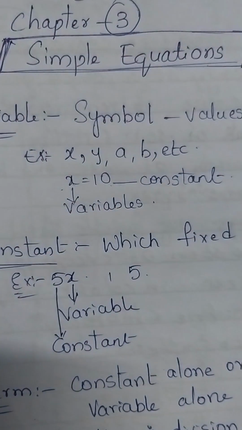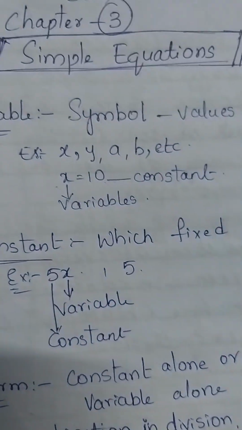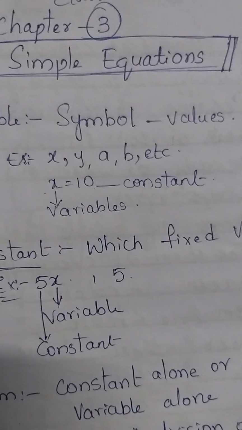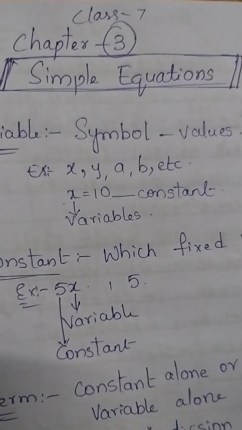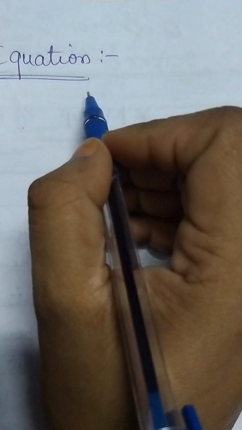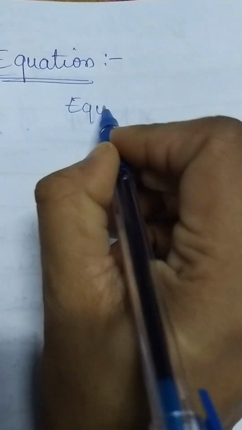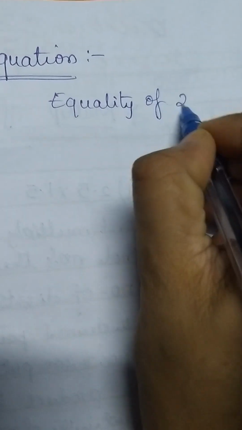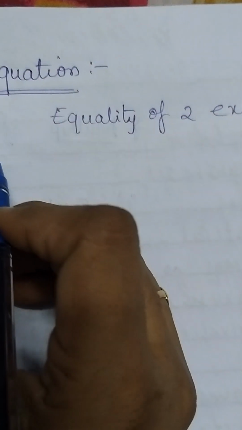Okay children, in this chapter you will learn what is a simple equation. The chapter name is simple equations. I am going to explain what is an equation. Now, what is an equation, children? This chapter is based on equations only. Equality, writing two expressions with an equal to symbol in between. Equality of two expressions can be called an equation, children.